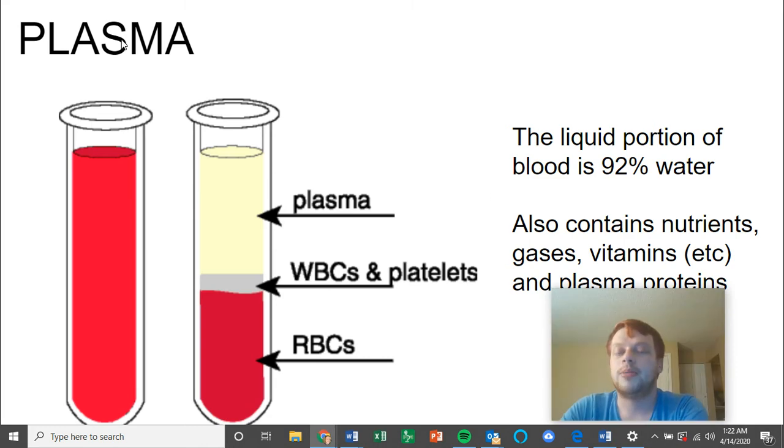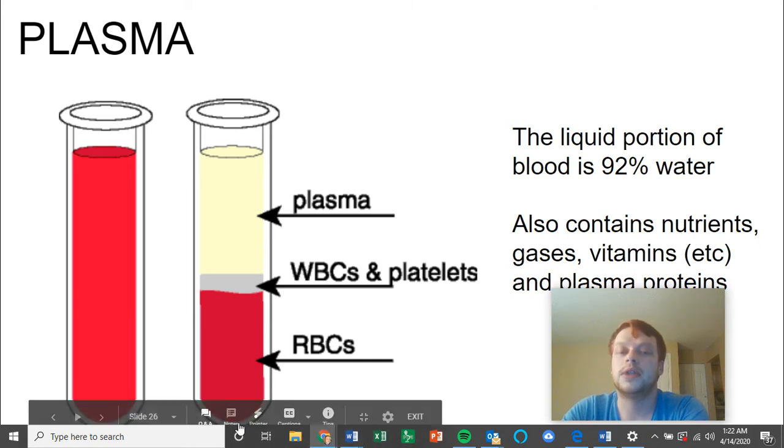Remember we talked about how plasma actually makes up a large portion of the blood, more than the actual blood cells. The liquid portion of blood is 92% water. So this plasma over here is almost entirely water, but it also has a lot of nutrients and different vitamins and proteins that are necessary for all of these different cells to function appropriately.